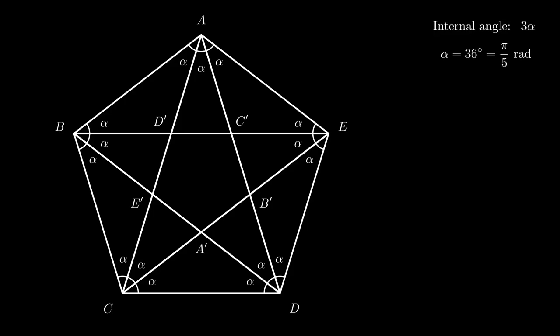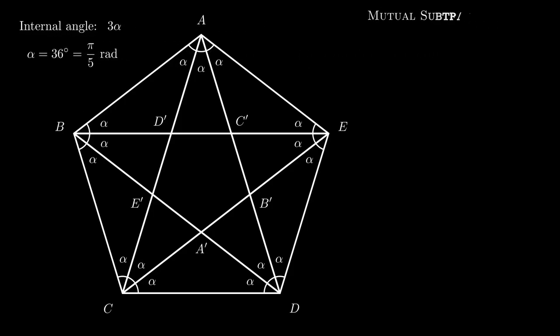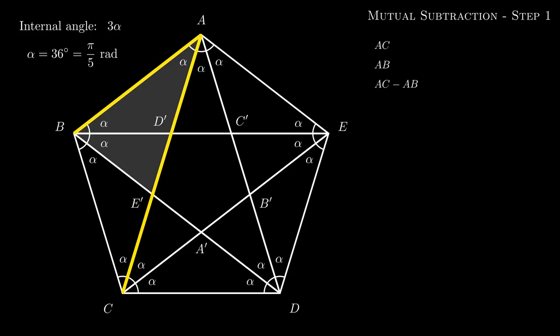So, with this knowledge, let us begin the mutual subtraction process to determine the largest common measure of the side AB and the diagonal AC of the pentagon. As per the algorithm, we begin by subtracting these two lengths. But first, consider the triangle ABE' and notice that it is isosceles because the angles at its base BE' are equal. Hence, AB equals AE', which is easier to subtract from AC as they lie on the same line. Their difference is CE', the yellow segment. But due to symmetry, this is also equal to AD', also painted in yellow now.